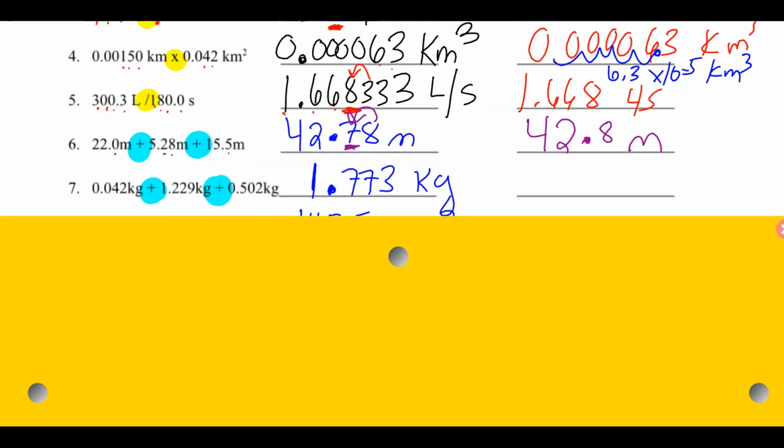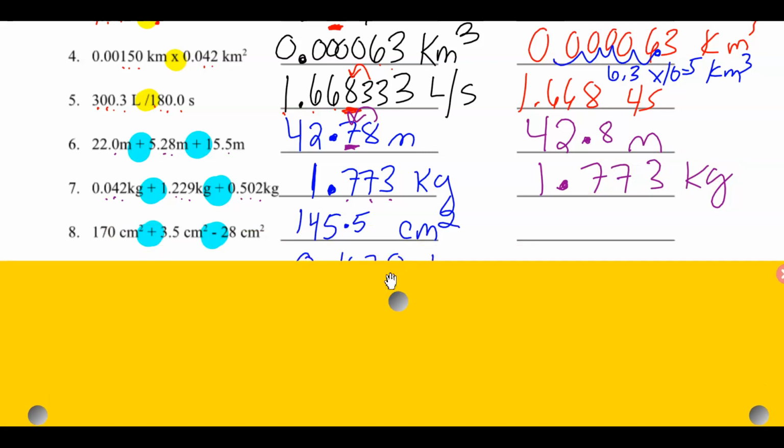Okay, my next problem, number 7. 1, 2, 3 decimals, 1, 2, 3 decimals, 1, 2, 3 decimals. My final answer should have 3 decimals. And let's see. Yep, that's where everything was at. So 1.773 kilograms.